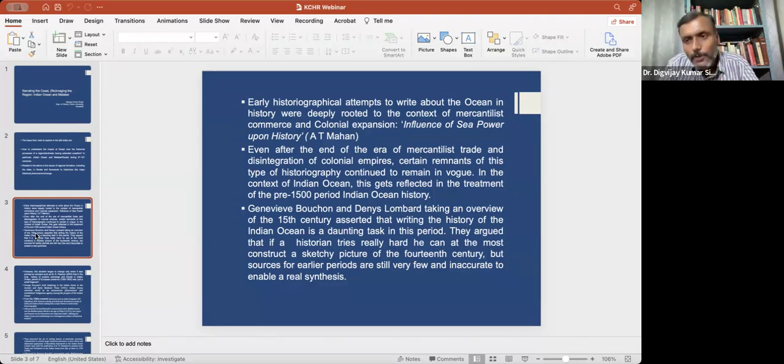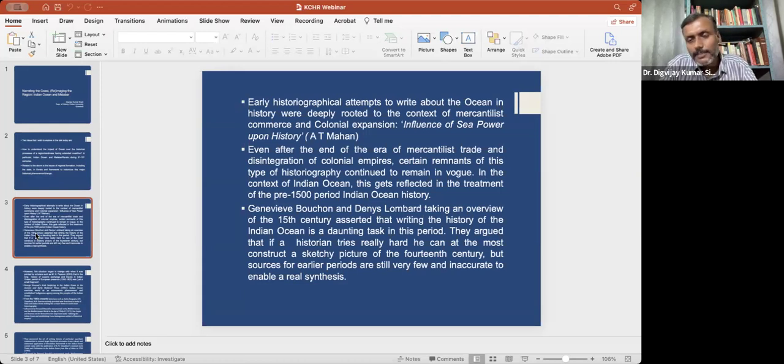Now, subsequently, Ashin Das Gupta, K.N. Chaudhuri, M.N. Pearson, K.S. Mathew, and many historians wrote about India and the Indian Ocean. And some of these writings also tried to look at the period before 1500. One common feature of all these writings was that they were very strongly influenced by the classic work of Fernand Braudel on the history of the Mediterranean, the famous The Mediterranean and the Mediterranean World in the Age of Philip II, which came out in 1972.